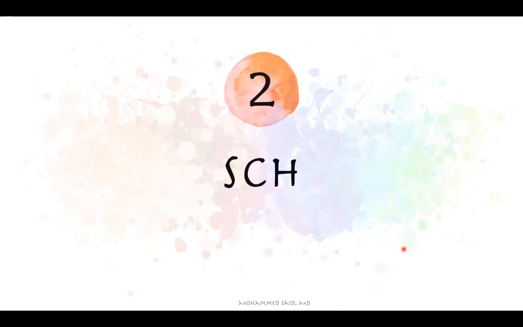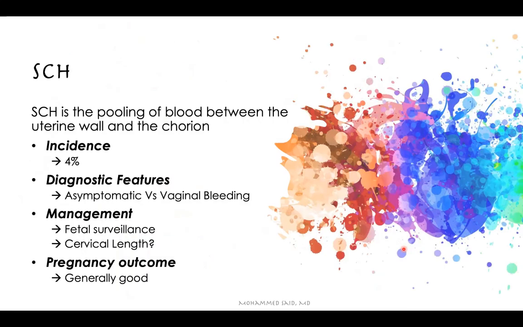So that's it for the placental abruption. We're going to talk briefly about the subchorionic hemorrhage, and the reason I put it here is that I don't want anybody to be confused between the subchorionic hemorrhage and the placental abruption, because that's a different entity. The subchorionic hemorrhage is basically pooling of blood between the uterine wall and the chorion. The incidence is around 4%.